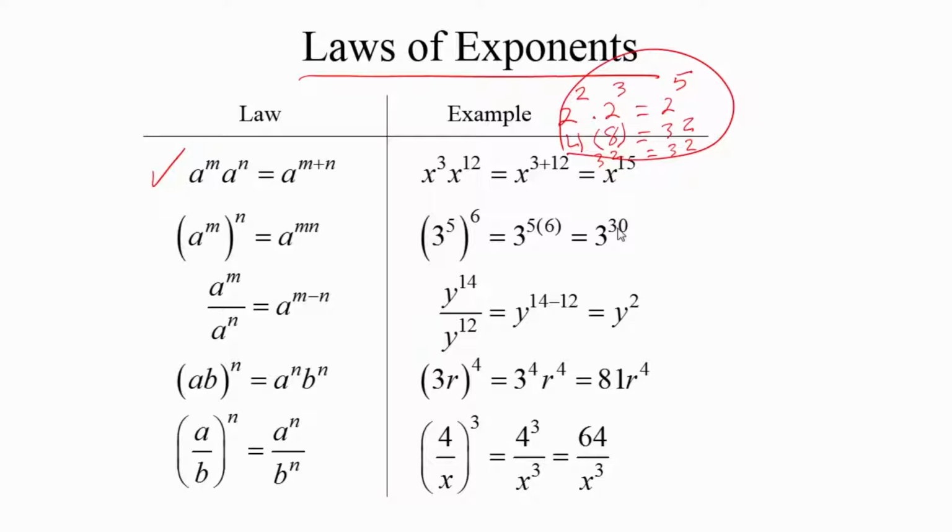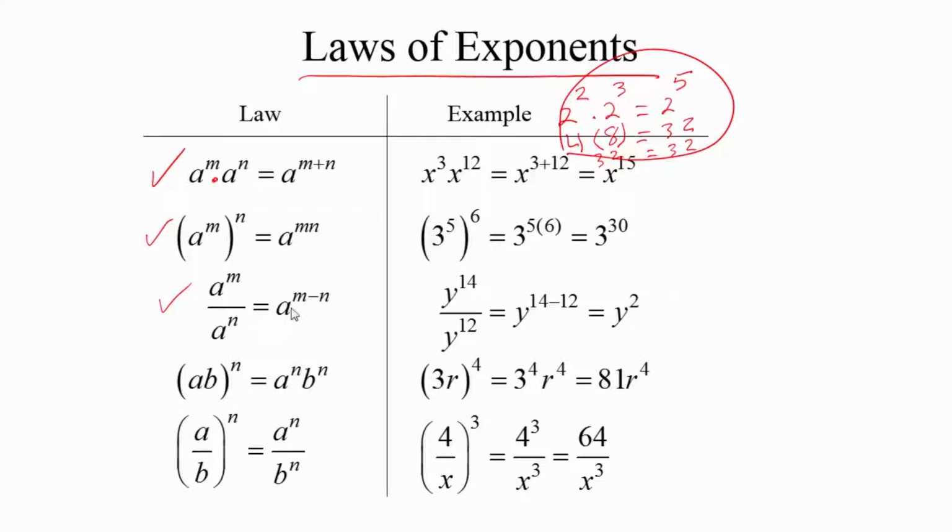This is the second law. The third law, if you have two divided by each other: right in the first one, we have a to the m times a to the n. You're multiplying. This one says, what if you were dividing it? A to the m divided by a to the n, right?